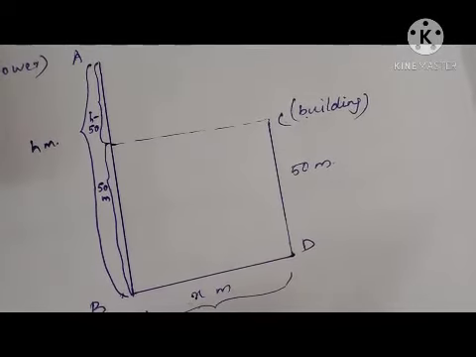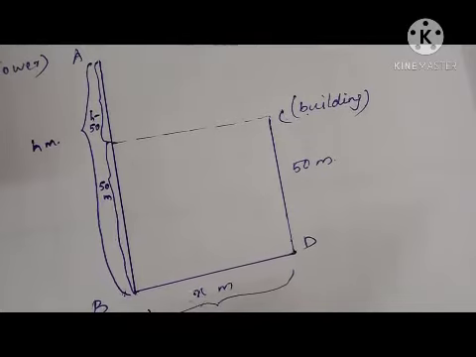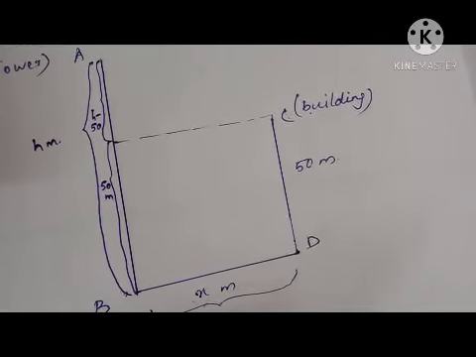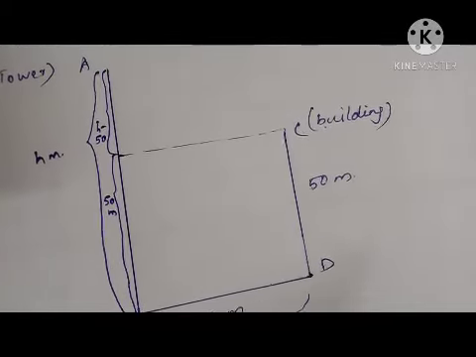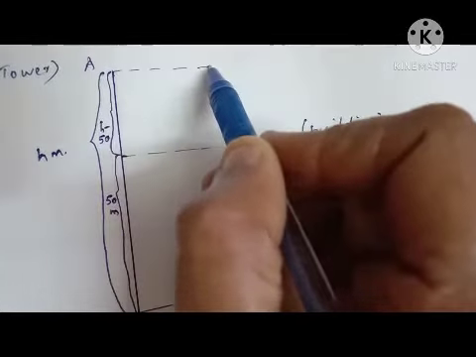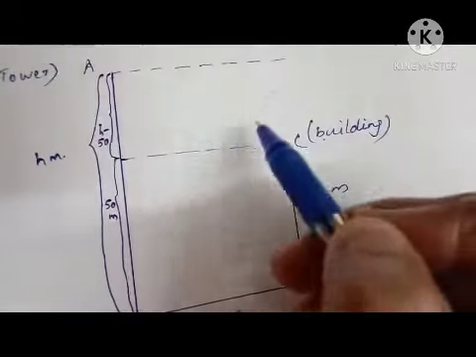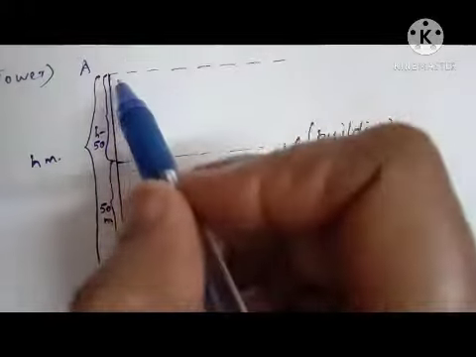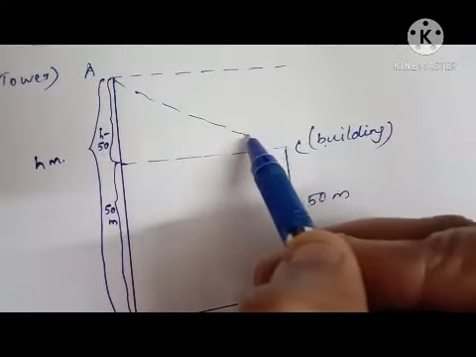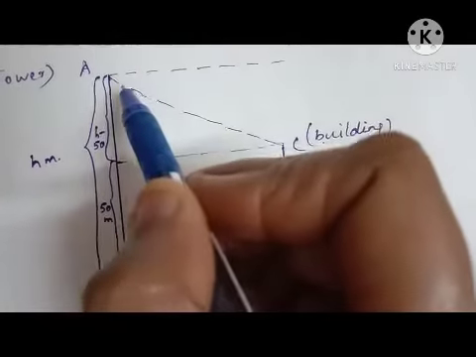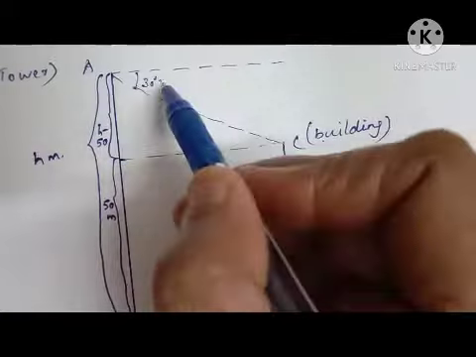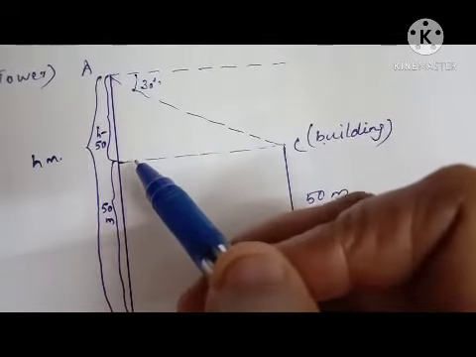So we have to draw the angle of depression to the top and bottom of the building. For that we have to draw a parallel line to the horizontal line, because we have to draw the angle of depression. So from the top of the tower to the top of the building, that angle of depression is 30 degree. This is 30 degree. So what we will get?